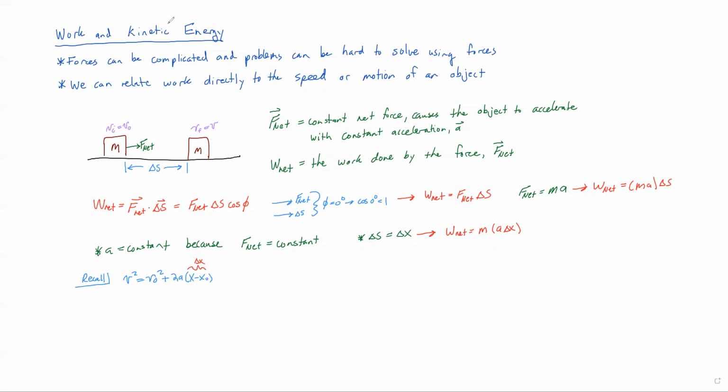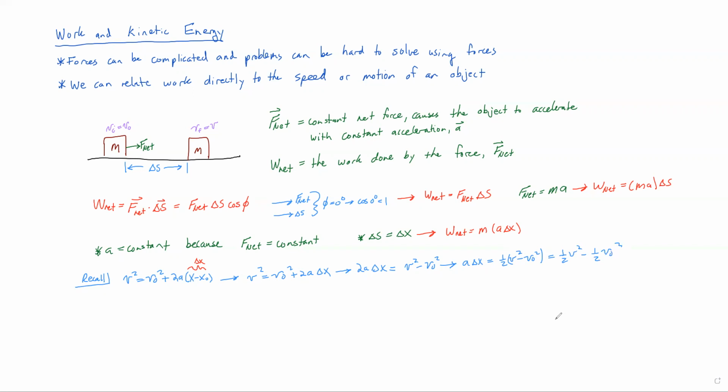All right. So we can rewrite that formula. We can say that V squared equals V naught squared plus 2A delta x. Well, we can say that 2A delta x is going to equal V squared minus V naught squared. And then we can say that A delta x is just going to be 1/2 (V squared minus V naught squared), or 1/2 V squared minus 1/2 V naught squared.